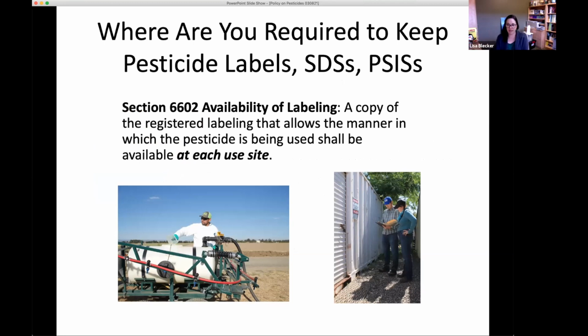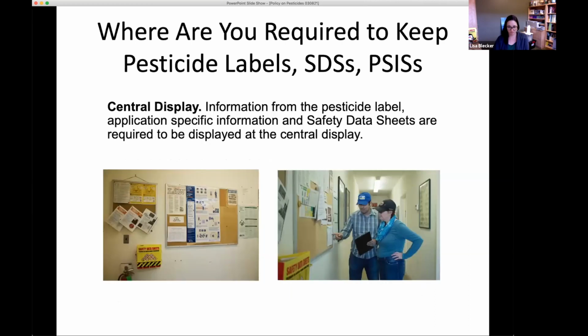So if you don't have a label because you're using a numbered compound, presumably you have an experimental protocol that helps you mix it properly and get the right rate. So whatever, either the label or that experimental protocol has to be available at each use site. So this is a mixed load site. Here's the storage. So maybe you're measuring it out at the storage. If you're using that pesticide or your employees are, then you have to have the label available.